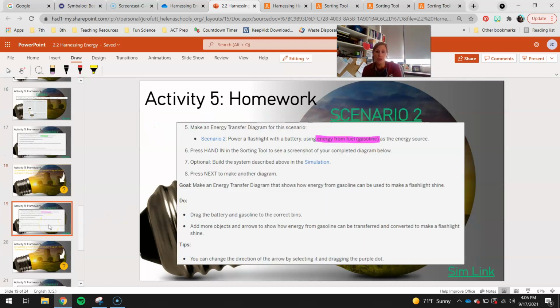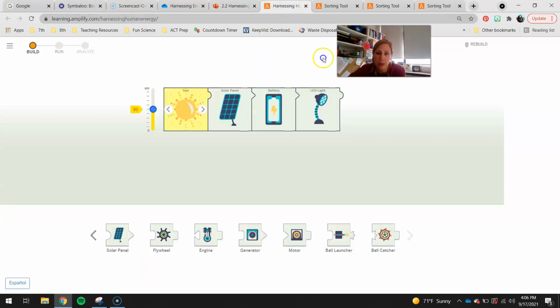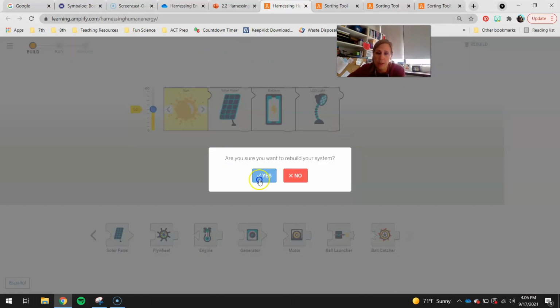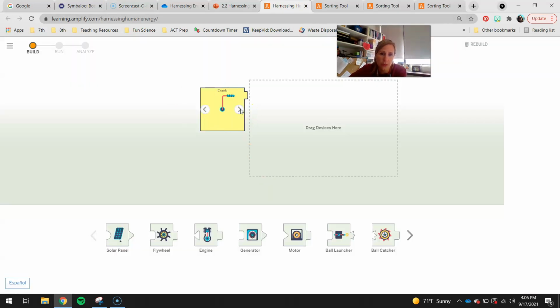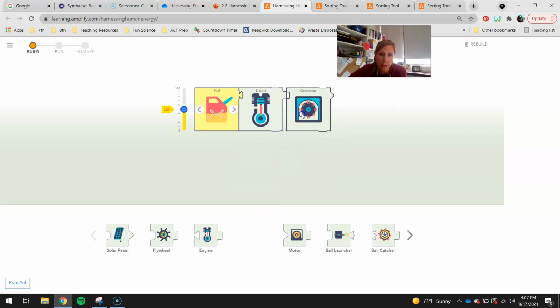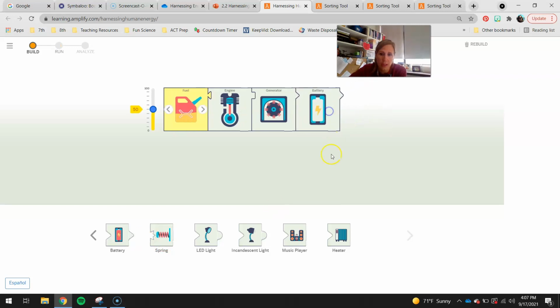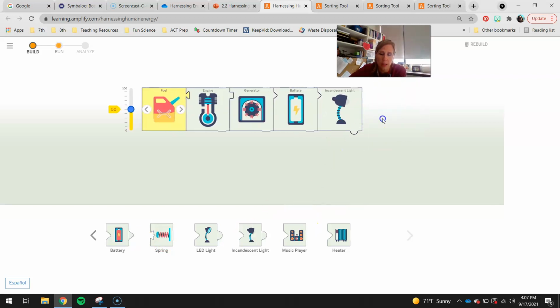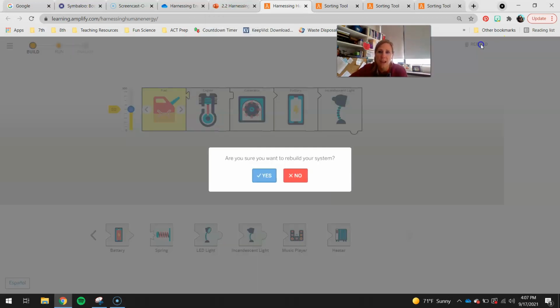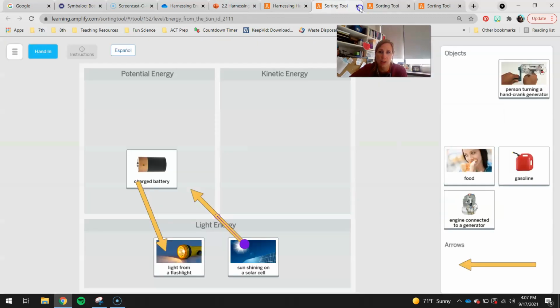For scenario 2, you guys are going to use energy from fuel as the energy source. So again, I would go in and I would build this first in the simulation, energy from fuel. And again, we're trying to fuel a flashlight. So I would find an engine and a generator. And then from the generator, you guys can directly charge a battery, which is going to make our light go. So you guys will build that into your energy transfer diagram. And then you guys will screenshot your energy transfer diagram, which looks a little bit like this.